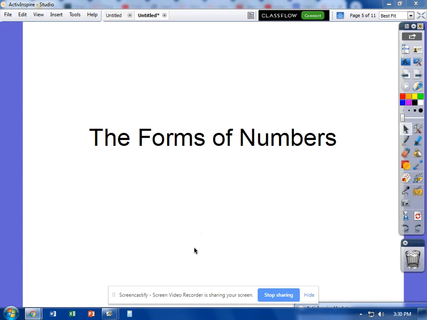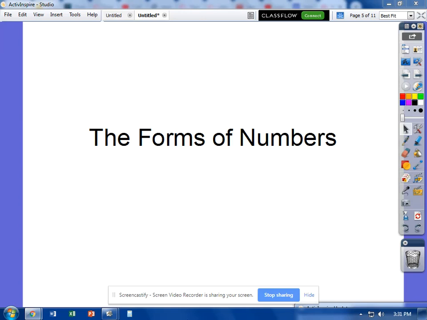This is 1.2 in your Go Math book, and today we're going to be focusing on the different ways that numbers can be written, and the different forms that they take. So if you remember, there are three different forms. The first is standard, the second is word, and the third is expanded.